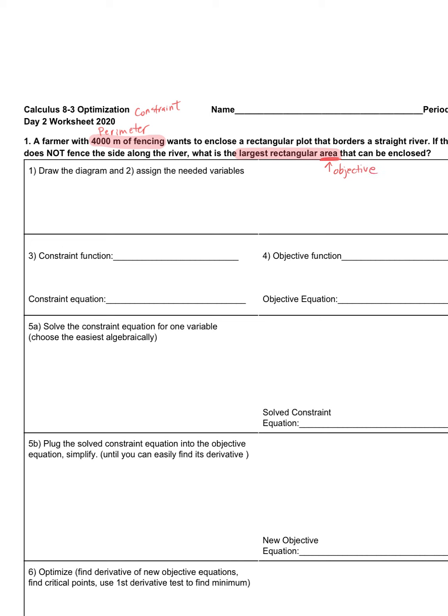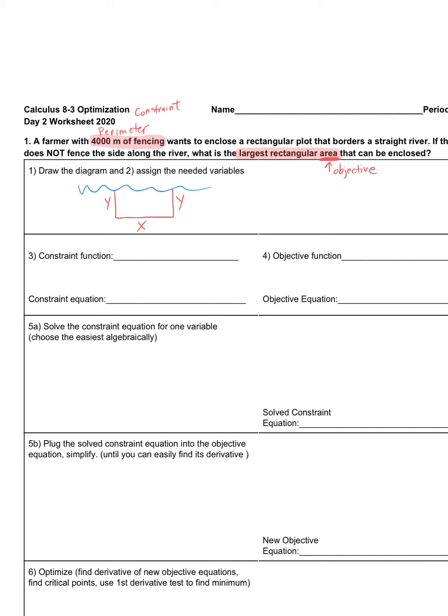Okay, so we draw the picture. Here's our fun little river. Here is our rectangle along the river. So we need 3 side lengths, all right? So we need an X and we need 2 Ys. So there's our picture and there's our variables.